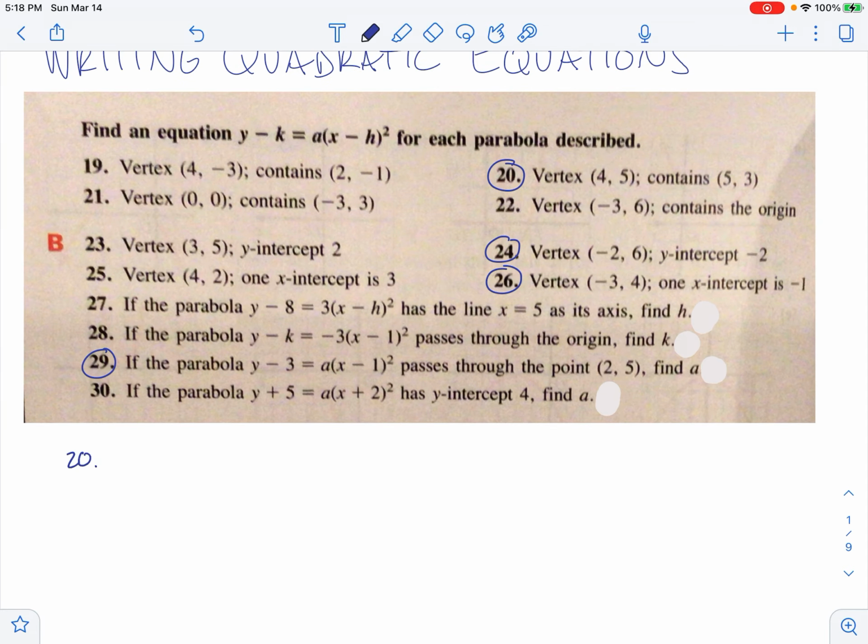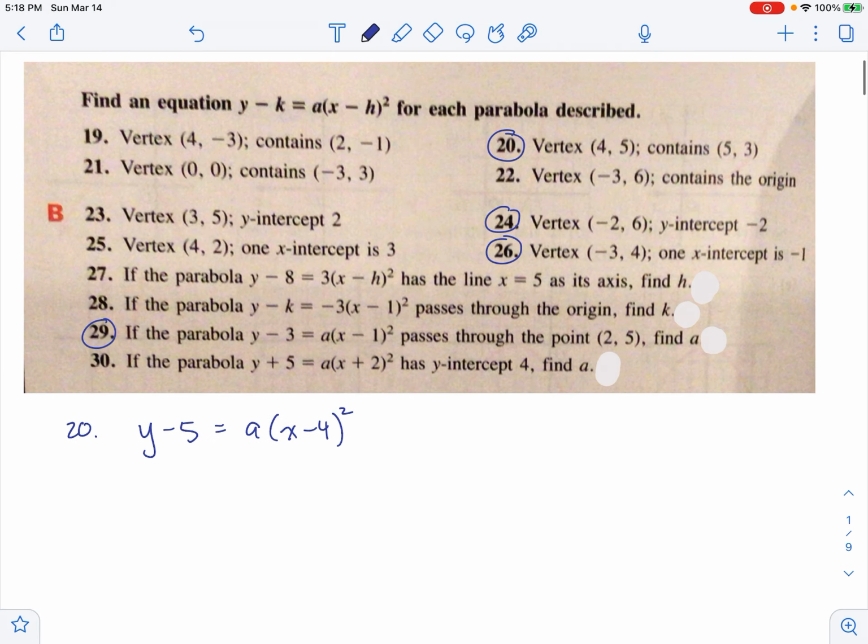Question number 20, I know the vertex. So I'm going to start right away with y minus 5 equals a times, x minus h, which is 4, all squared. In class, or in the first video, I did rewrite this as a times x minus h squared plus k. Either way, those are pretty interchangeable. You can just subtract your 5 off or add it over.